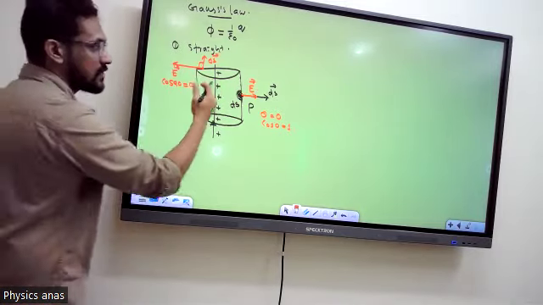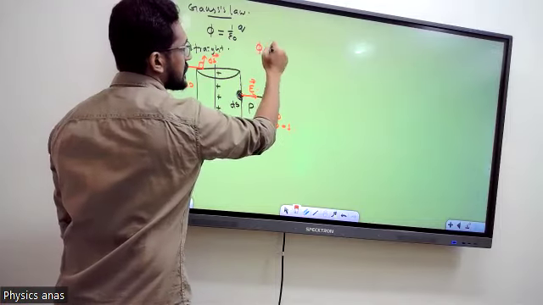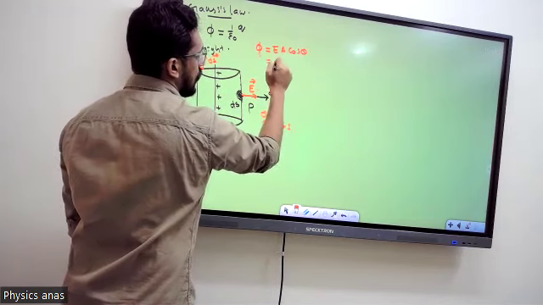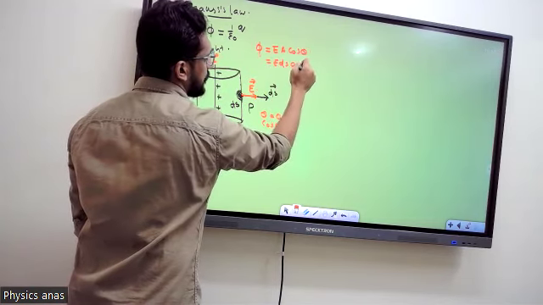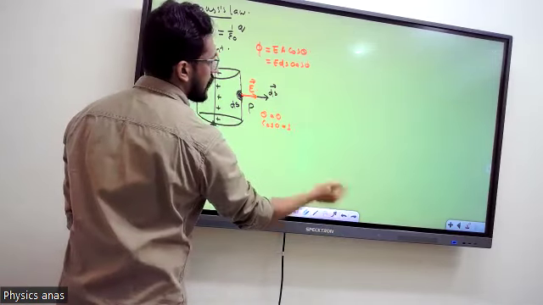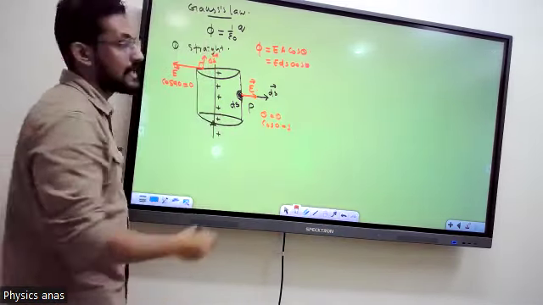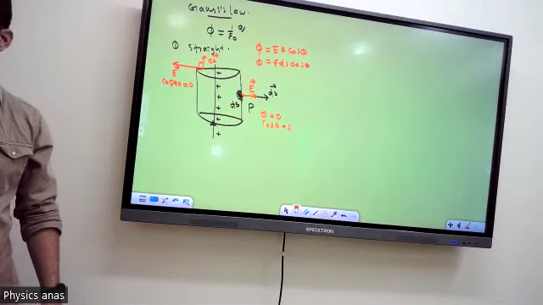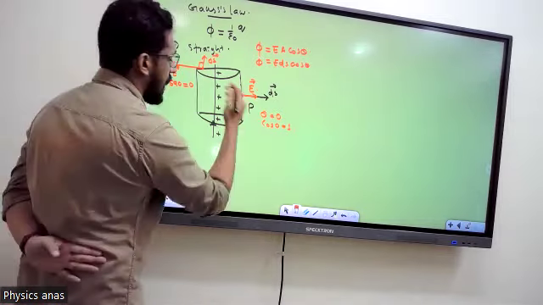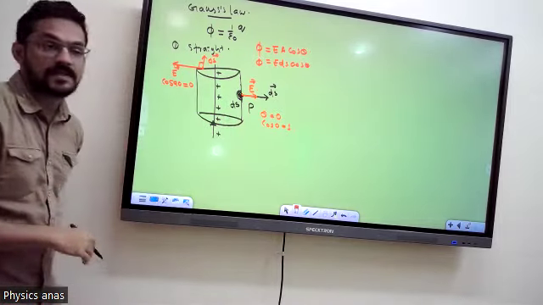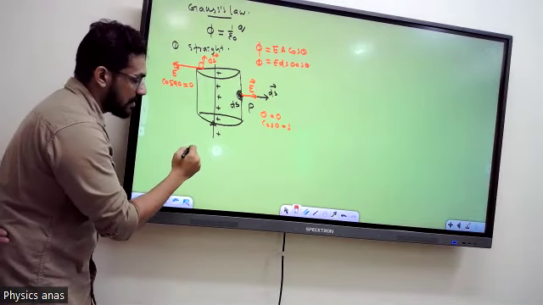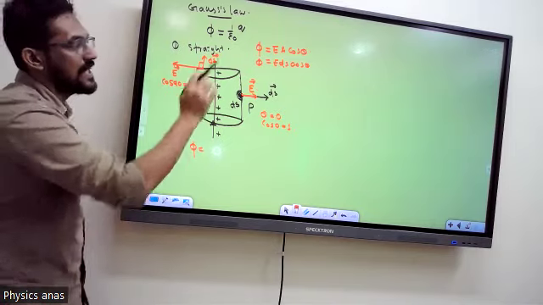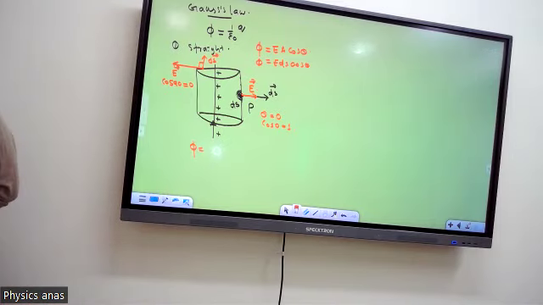Flux only will be passing through the curved surface area because phi has this equation: E A cos theta, or E ds cos theta. That's why this cos theta is important. Now we have to find the flux through the curved surface area. I can use this equation: phi is equal to E ds cos theta.